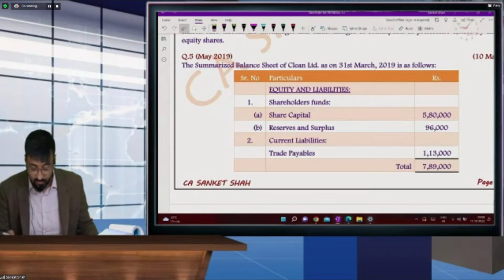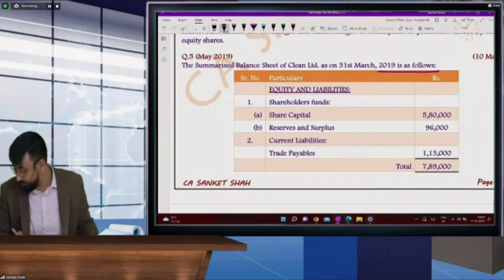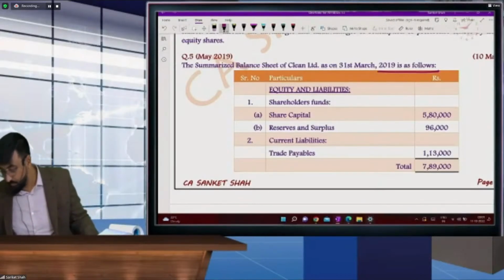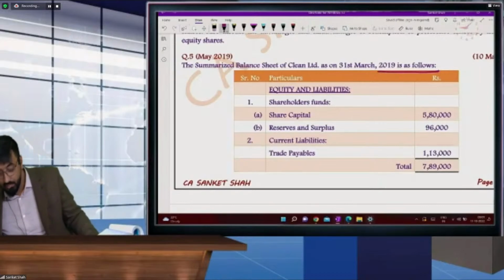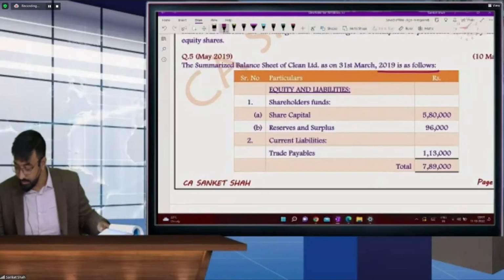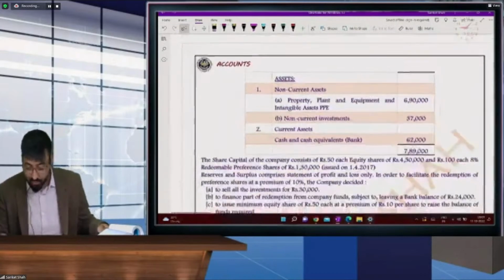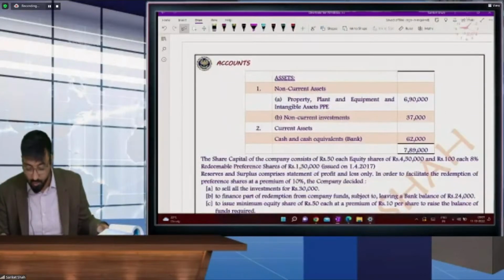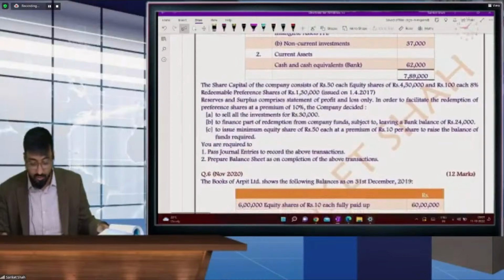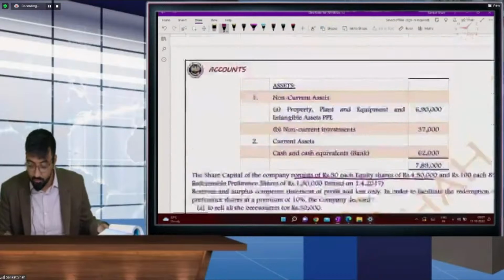2019, the summarized balance sheet of Clean Limited as on 31st March 2019 is as follows. Share capital 5,80,000. Reserves and surplus 96,000. Current liability, trade payable. Assets: non-current assets, property, plant and equipment, non-current investment, current assets, cash and cash equivalent. The share capital consists of 50 equity shares of 4,50,000.